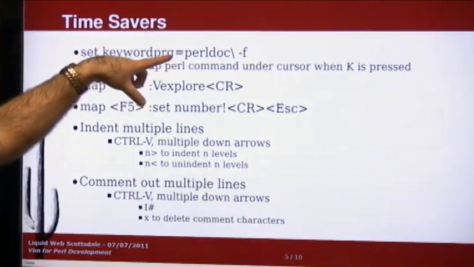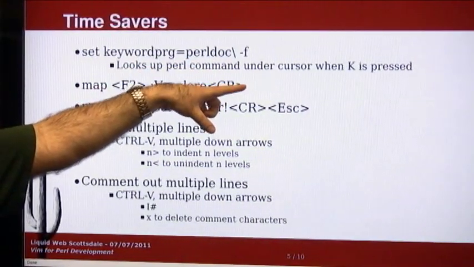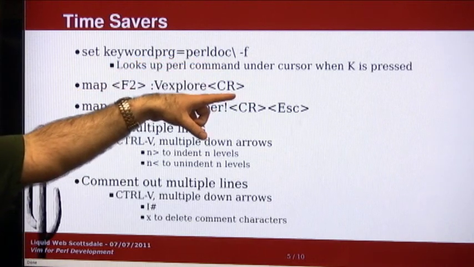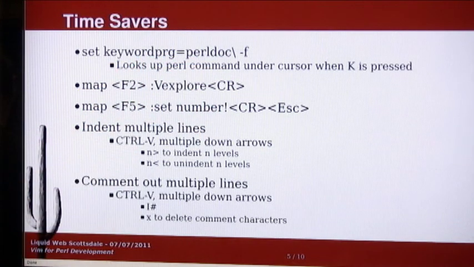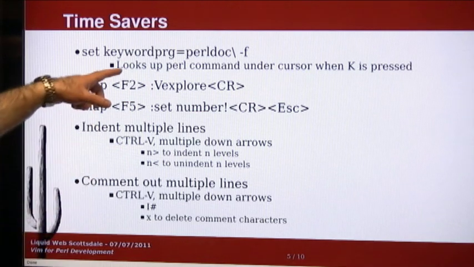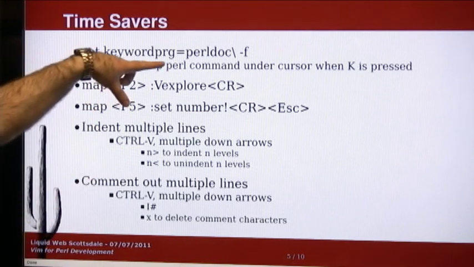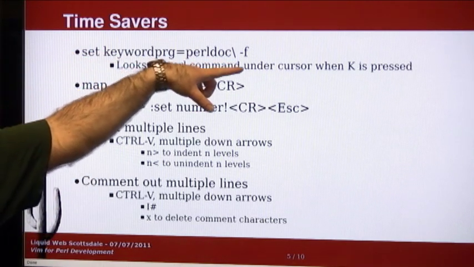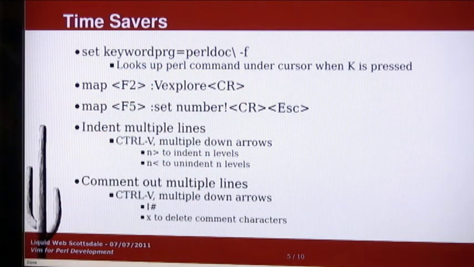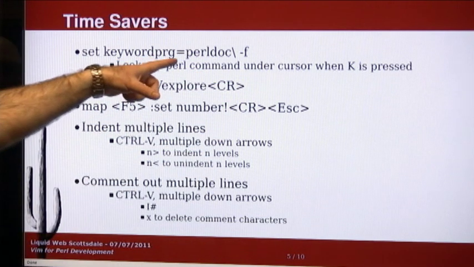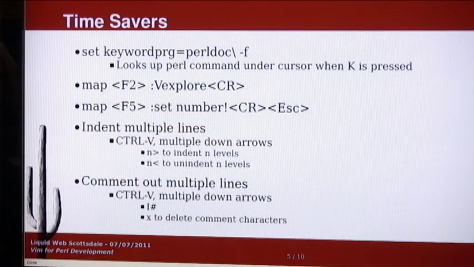You're just saying keywordprg equals, is that where we say it's Shift K? That's Shift K maps to this right here. So whatever you set this to be, you can set this to be any command you want. This part of it is built into Vim. This part of it is what I selected. So Shift K always just executes whatever that is. Good question. Thank you.